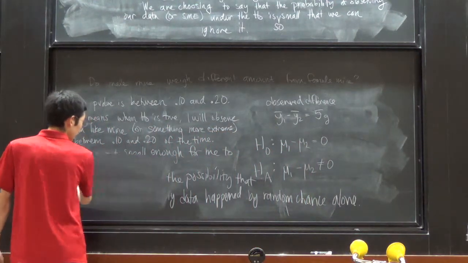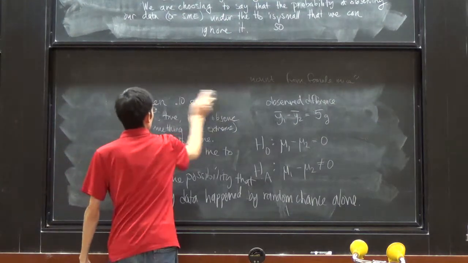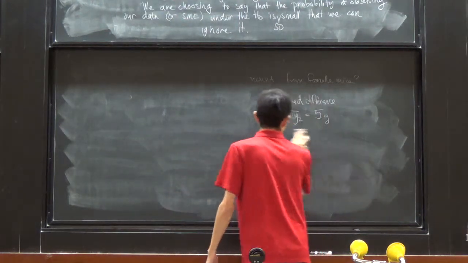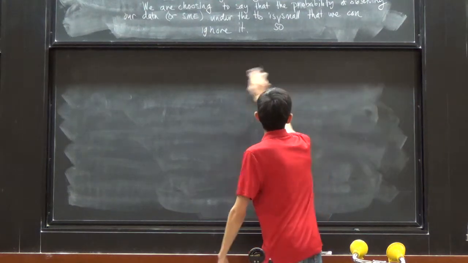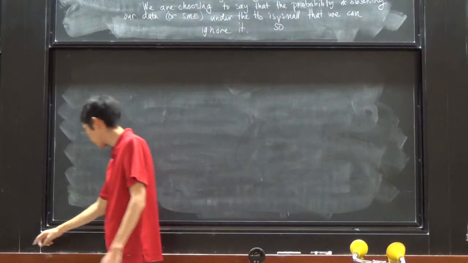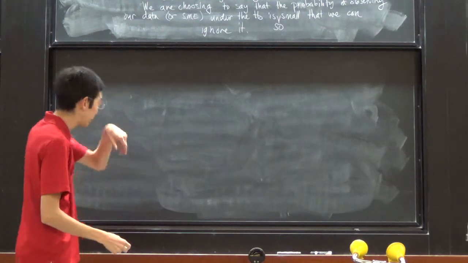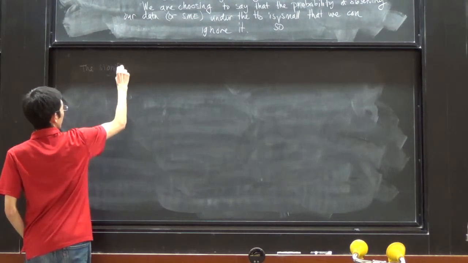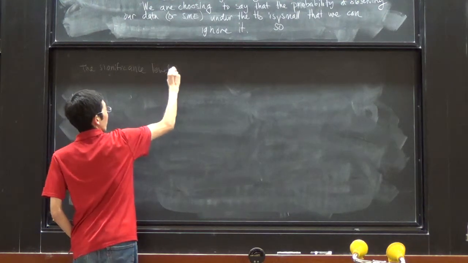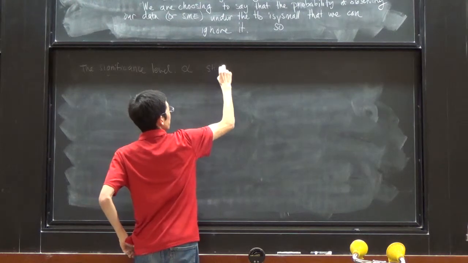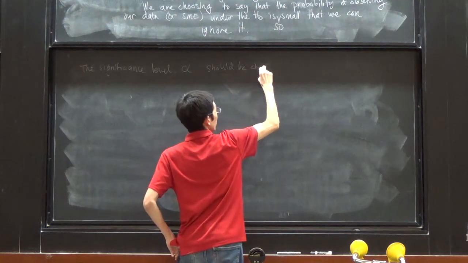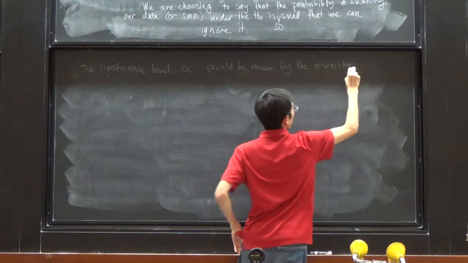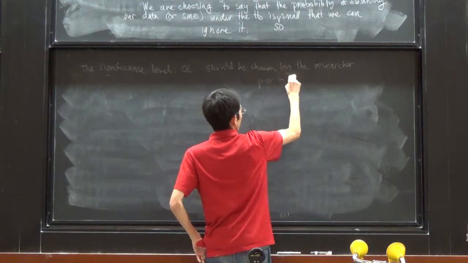Let's try another problem here. Okay. Or actually, let me talk a little bit more about our choice of alpha. Okay. So the significance level alpha should be chosen by the researcher prior to analyzing the data.